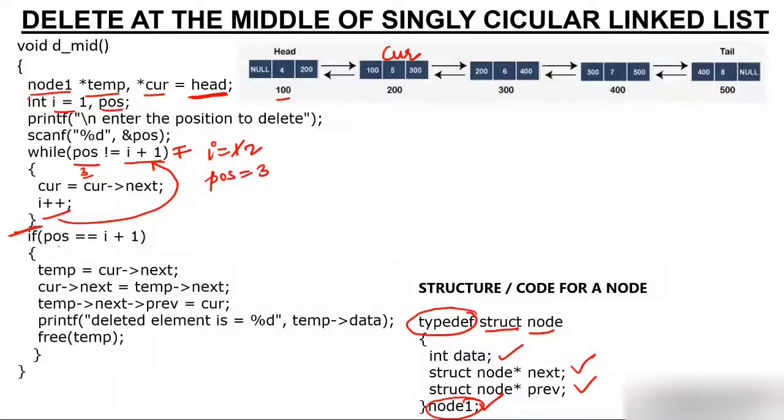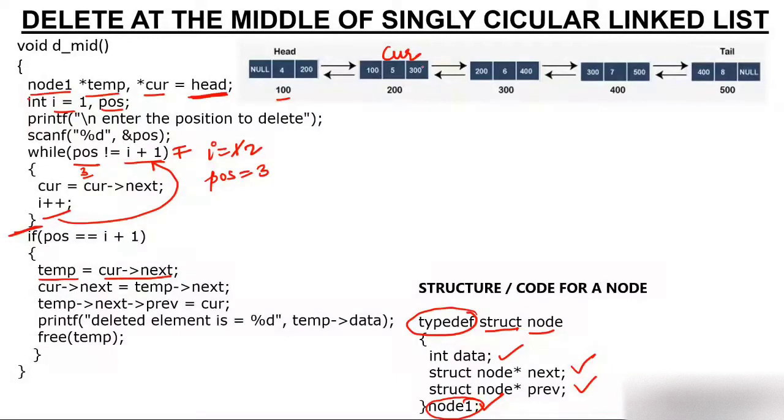I'll check the if block. Position is equal to i plus 1. What is position? 3. And what is i plus 1? 2 plus 1? 3. Yes, 3 is equal to 3. The condition becomes true, so I'll move inside. And what I'll do, I'll initialize temp with current next.